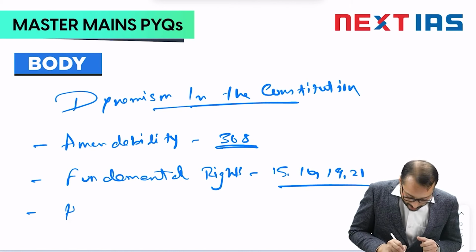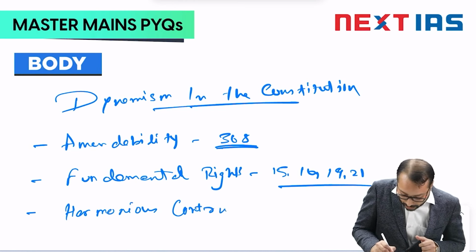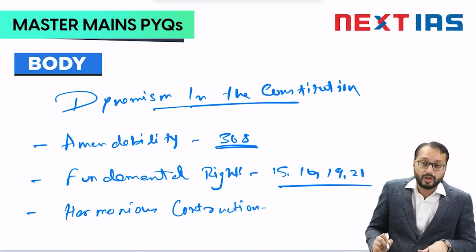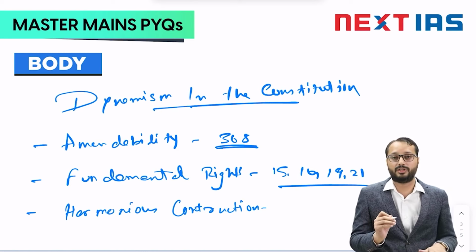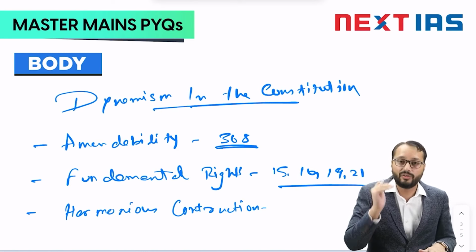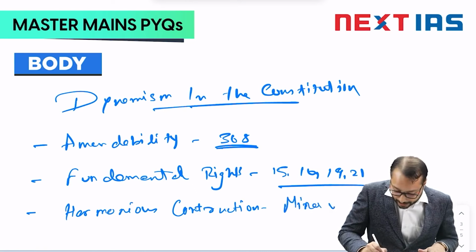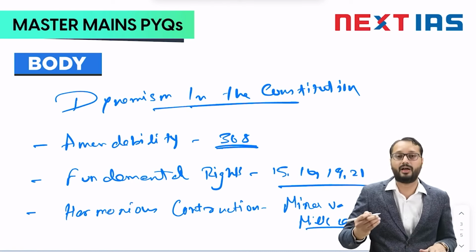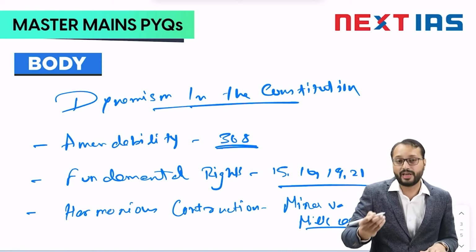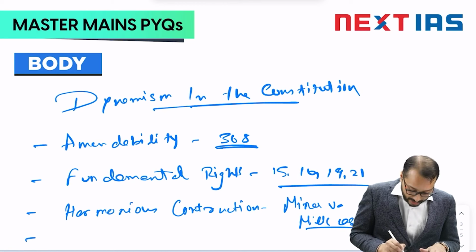The next important point is harmonious construction. So the judiciary has ensured that it will apply the doctrine of harmonious construction to construe any conflict between fundamental rights and DPSPs. This was decided in the Minerva Mills case, right? Which again has ensured that certain directive principles can be implemented by the state without any restrictions placed by fundamental rights, right? The next important point that you can note here is judicial review.